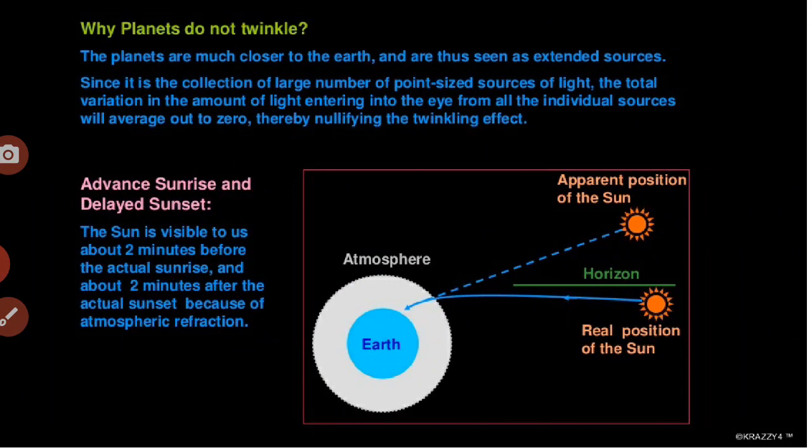Now the question is, why do planets not twinkle? The planets are much closer to the Earth and are thus seen as extended sources, since a planet is a collection of a large number of point-sized sources of light. The total variation in the amount of light entering the eye from all the individual sources will average out to zero, thereby nullifying the twinkling effect.